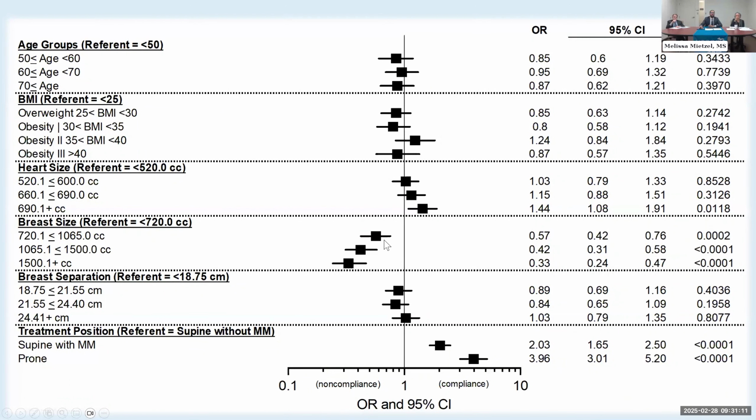And then breast size trended towards non-compliance. As the breast size increased from 720 cc in the second quartile to over 1,500 cc in the fourth quartile, non-compliance increased as well. Breast separation did not impact compliance significantly. And finally, treatment position, as indicated within the prior slides, supine with motion management increased compliance, and prone increased compliance even to a greater degree.